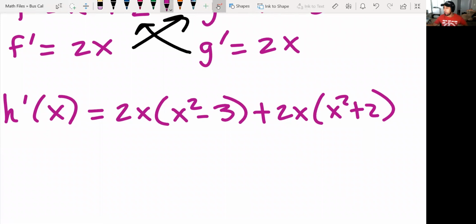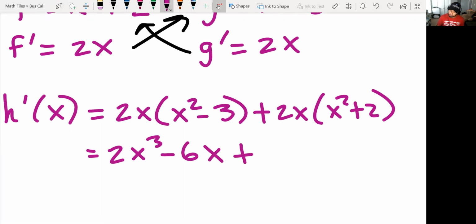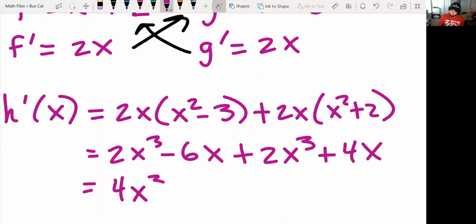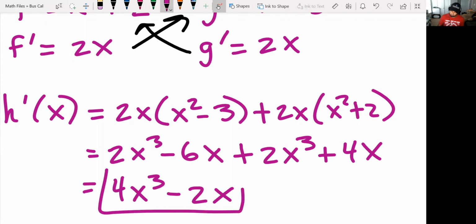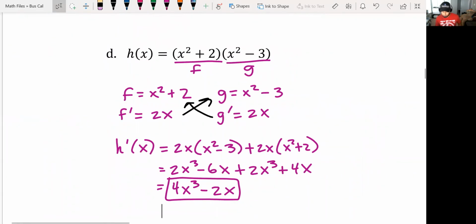Calculus is done. Algebra on. 2x cubed minus 6x plus 2x cubed plus 4x. Combine like terms. 4x cubed minus 2x. Done. All right.